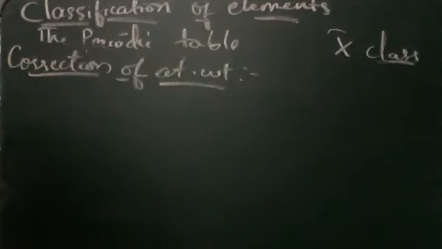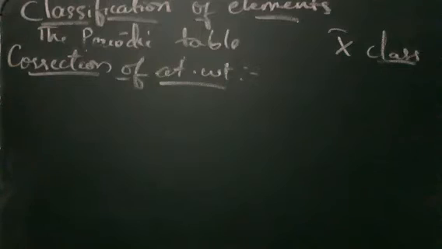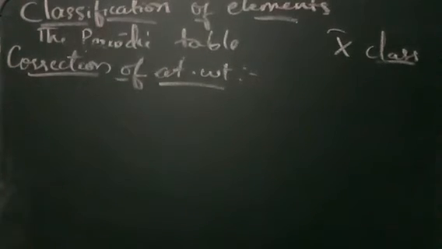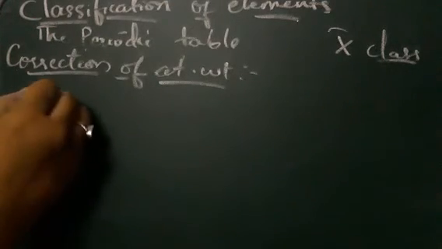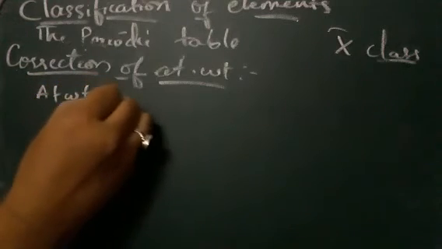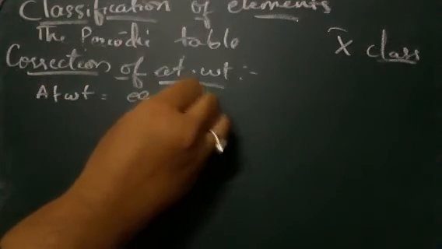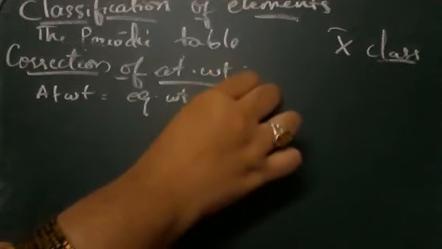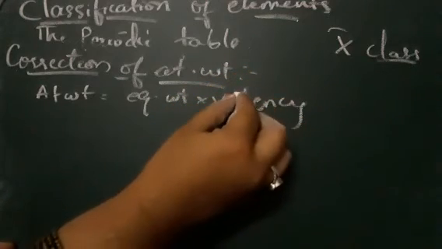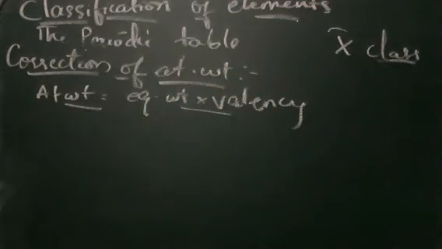So, correction of atomic weight. What happened is that the places of elements were given based on atomic weight. Beryllium, indium, and gold were all arranged according to their atomic masses. But later, how was the atomic weight given? Atomic weight is equal to equivalent weight times valency. This is the equation with which we find the atomic weight.